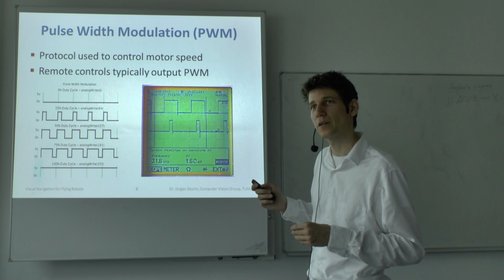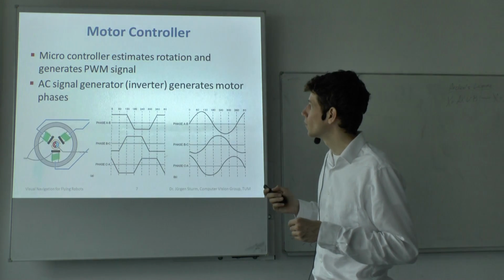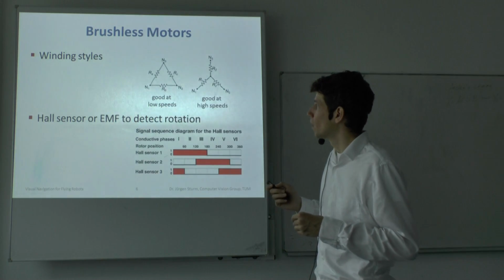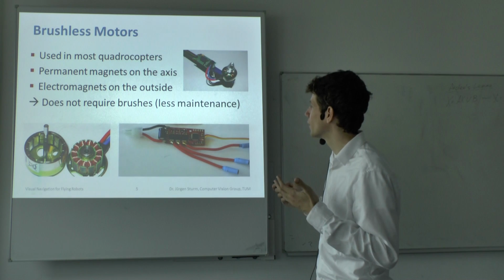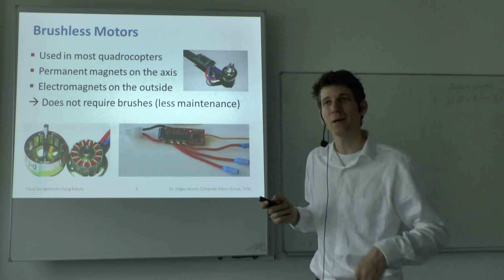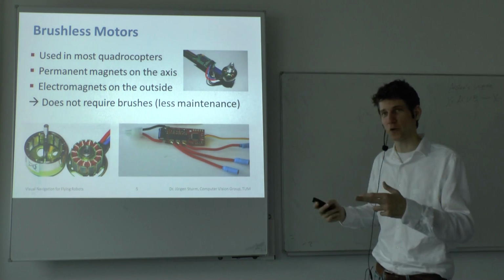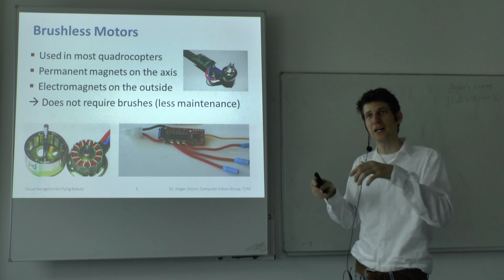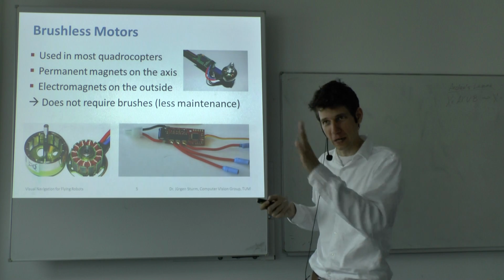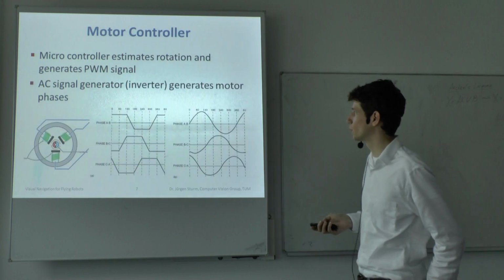Which part especially? Generally, why do you control the speed of quadrocopters? Of the motors? Yeah, I mean, I'll come to that in a second. We need to control the speed because we have to keep the balance of the quadrocopter. And we do that by adjusting the speeds of the motors, but I'll talk about this in more detail.